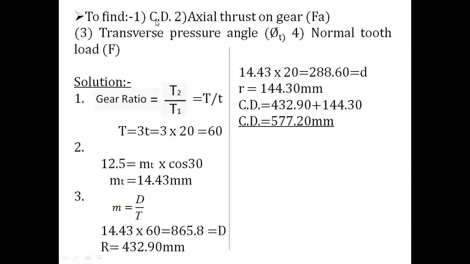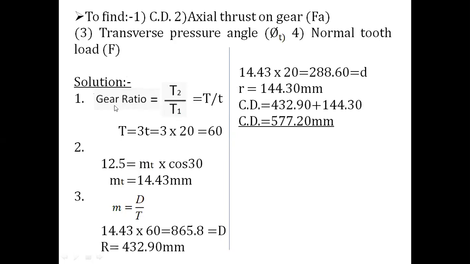In the problem statement, the first is center distance. Second thing, axial thrust on gear, that means we have to find out FA, axial thrust, axial force. Third one, transverse pressure angle, phi t. And fourth one is normal tooth load, that means you have to find out capital F.